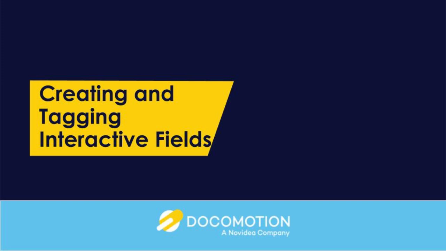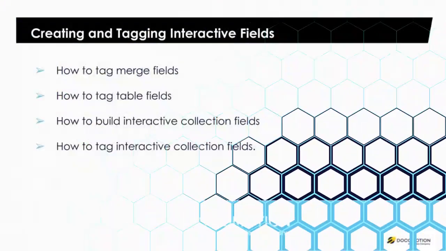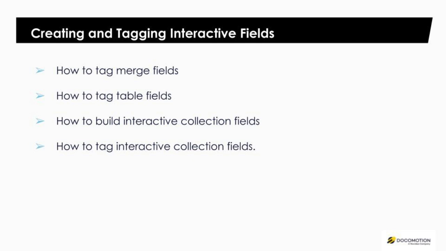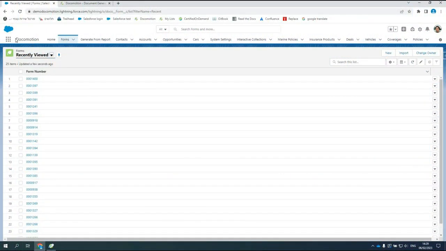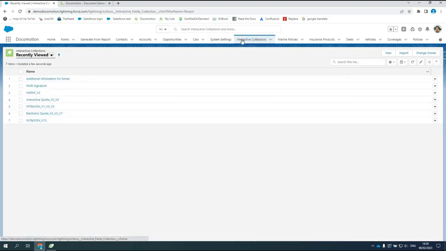In this session we will talk about how to tag applicative fields, also called merge fields, and how to build, create and tag interactive collection fields. So this session will start in the Salesforce page. When you are in Docomotion, you have here another tab called Interactive Collections. We'll go there and we can see all the existing interactive collection fields that someone already made. This is specifically our demo environment, and I will press here on new.